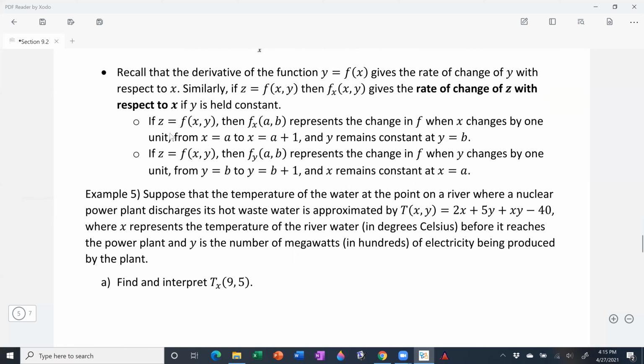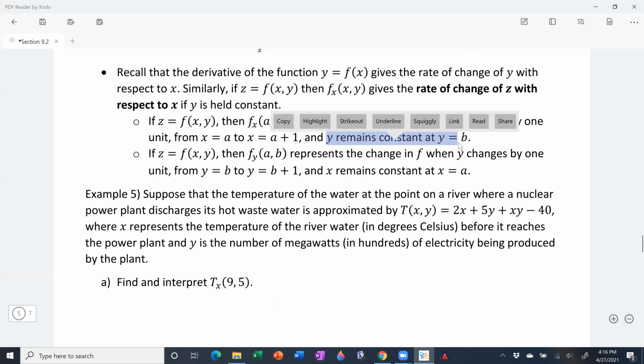So if z equals f of x comma y, then the partial derivative of f with respect to x evaluated at a comma b, so at some numbers, represents the change in f, or the change in z if you want, when x changes by 1 unit, from x equals a to x equals a plus 1. That's the tricky part in my opinion, and I'll talk about that in a little bit more detail. So x is the variable, and we're talking about the rate of change as x increases by 1 unit. And then y remains constant.